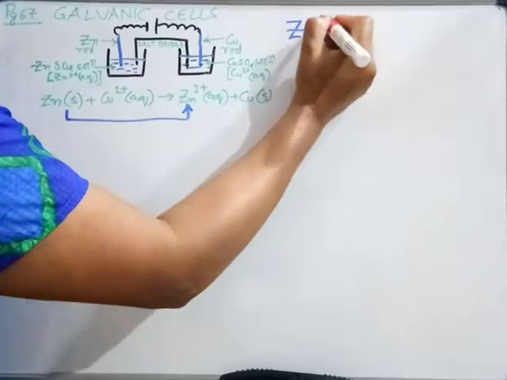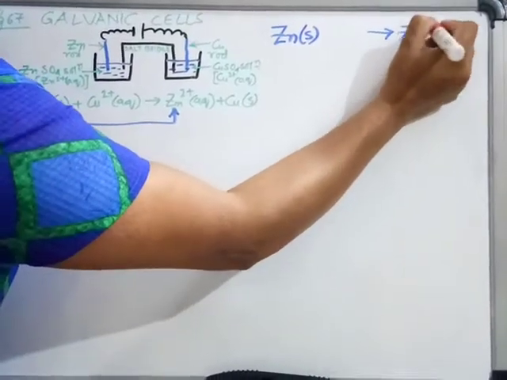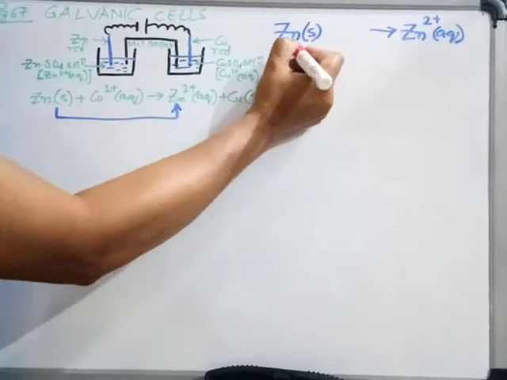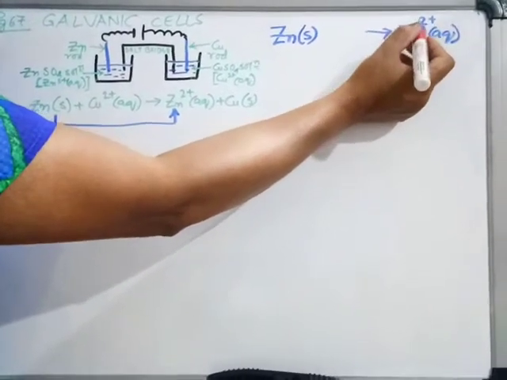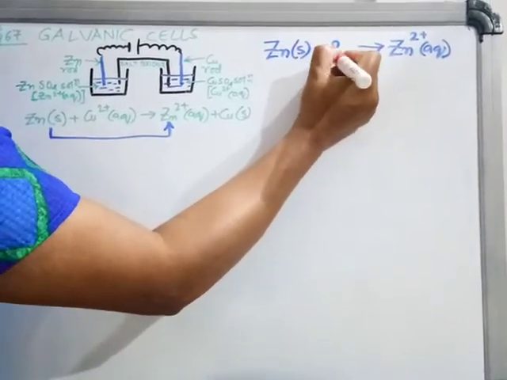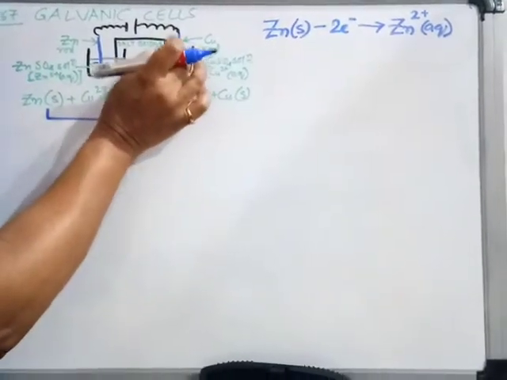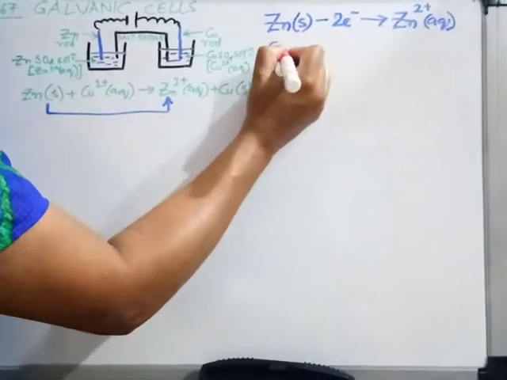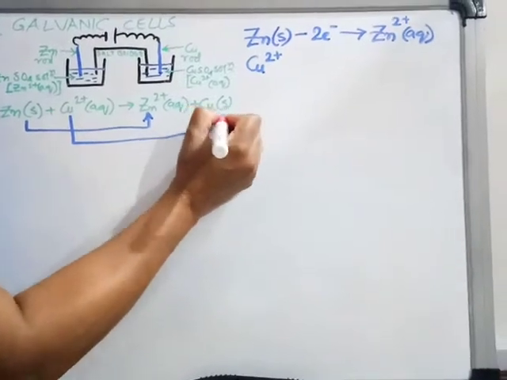So what can we write from here? Zn(s) is giving us Zn2+(aq). How will a neutral metal atom get converted to Zn2+? Two positive charges means two electrons have gone missing or have come out. So we write minus 2 electrons. Then in this container, what is happening? You can see from the equation it is Cu2+.